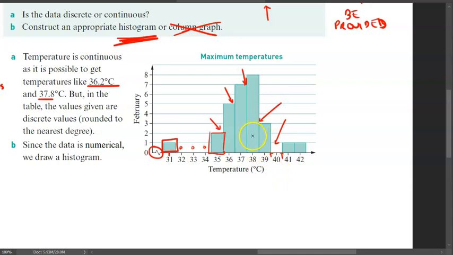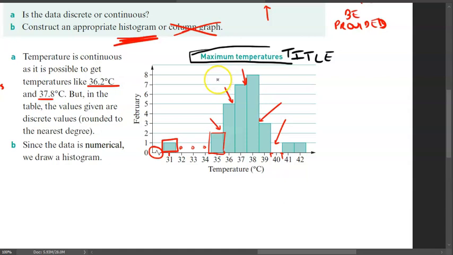A few more important features. The first important feature that I have to show you is that there is a title within this histogram. All histograms, or bar charts, or any type of graphs and charts, regardless of what they are, will always have a title because there's always going to be context to that information. In this case, we're dealing with maximum temperatures.